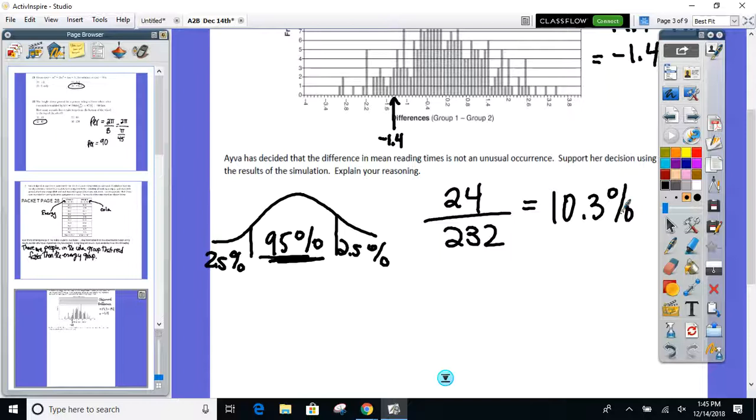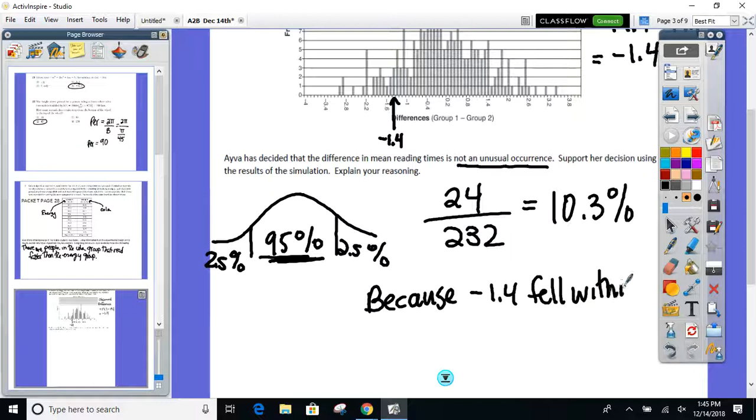She decided that the difference in the mean reading times is not an unusual occurrence. And she's correct. Why? Because negative 1.4 fell within what? What do we call this? Our 95% confidence interval. Yep.